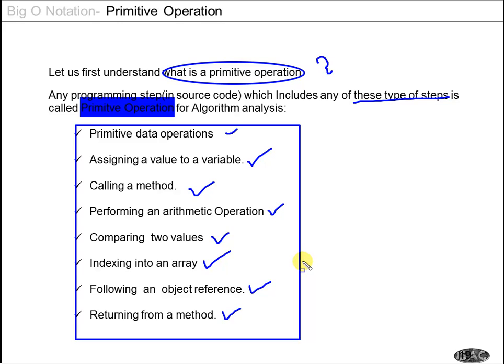So everybody is clear what is primitive operation? A primitive operation is nothing but a type of step which is used for Big O notation, and those steps are these: primitive data operations, assigning a value to a variable, calling a method, performing an arithmetic operation, comparing two values, indexing an object into an array, following an object reference, and returning from a method.